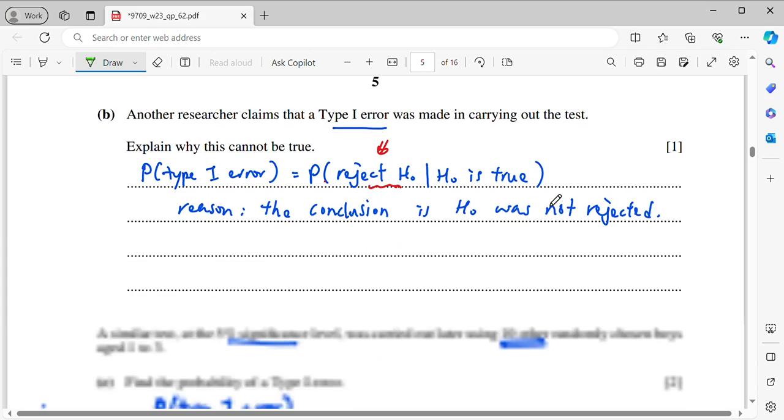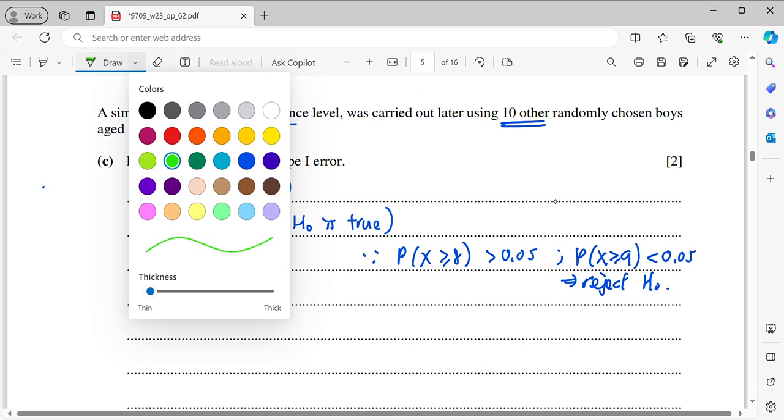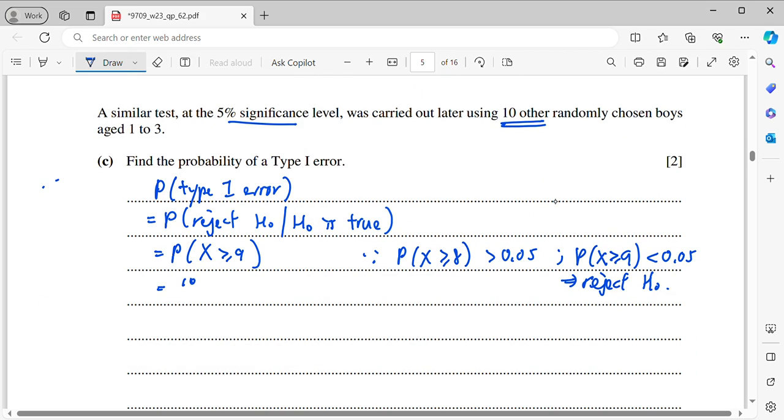Then from here, I will just write: it will be 10C9 times 0.5 to the power of 10, plus 0.5 to the power of 10. Then from here, you can just get the total of the values from the previous part. You will be getting 0.0107, and this is going to be less than 0.05. So this will be the probability of making the type 1 error.